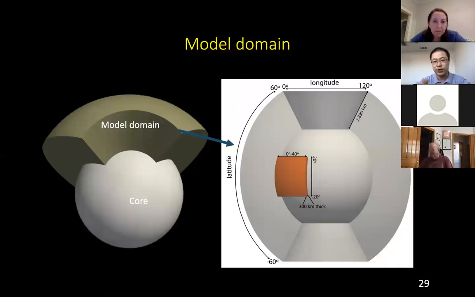And in addition to these large box models, we also did lots of geodynamic models using relatively small regions, like I show in this orange color. In these small box models, the size is 40 degrees by 40 degrees, and we only try to simulate the dynamics in the lowermost 300 kilometers depth. The good thing about this small box model is that it allows very, very high resolution. Then you can examine in great detail what was happening at that depth, right?